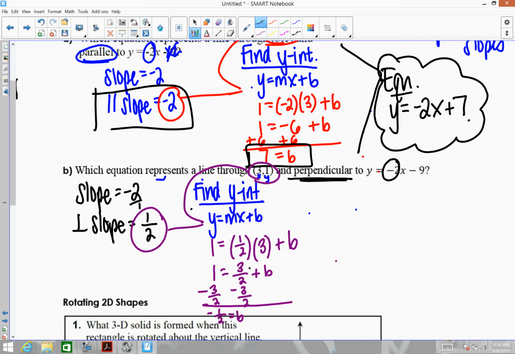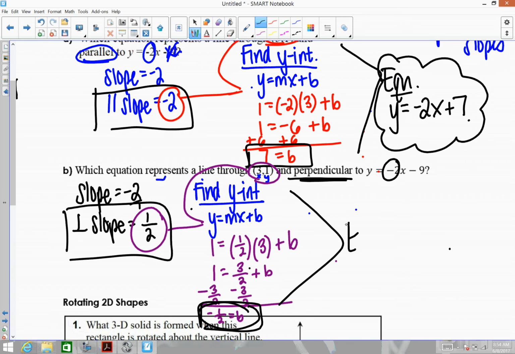So again, you wouldn't find that on the graph, which is why you have to know how to do this algebraically. So now taking that and taking this, you can write your equation. It's going to be y equals, the slope is 1/2 x, and then minus 1/2 for the y-intercept. And that's it.